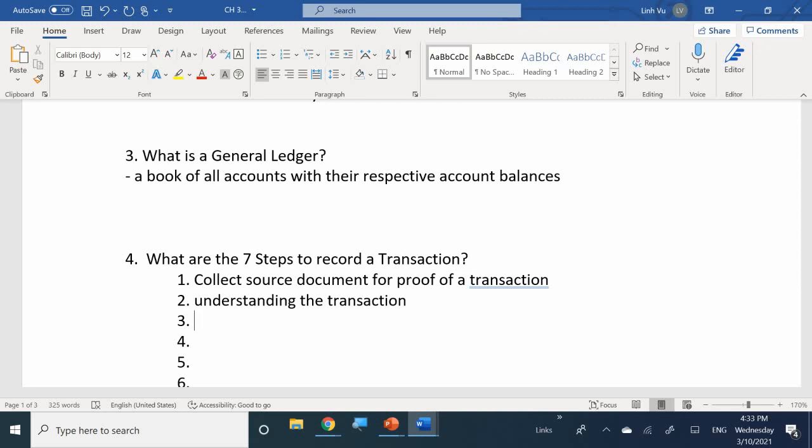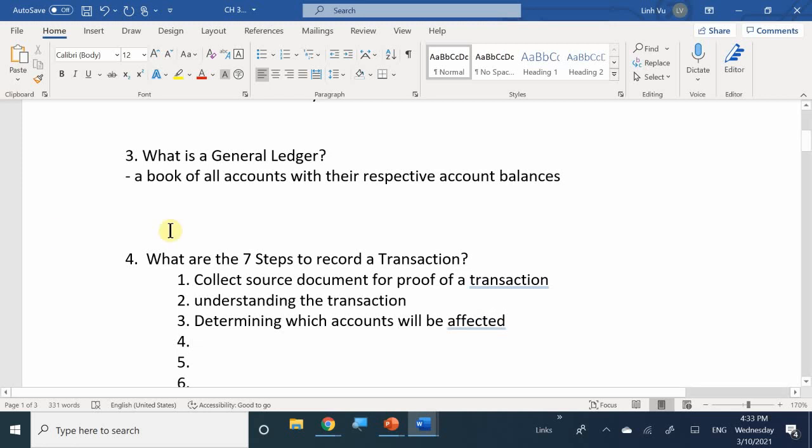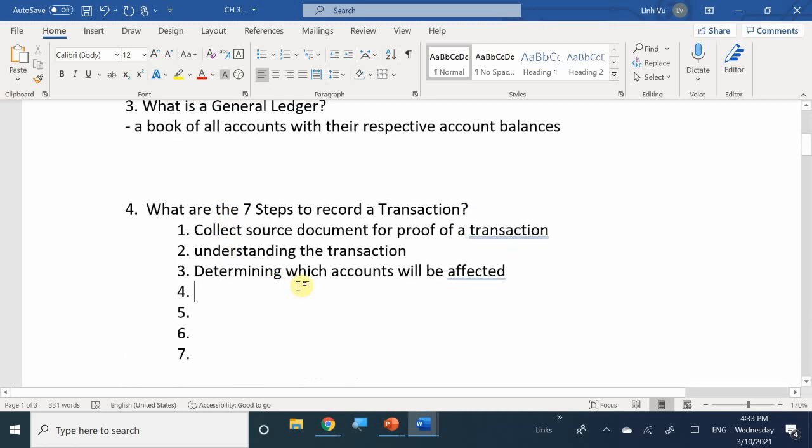Determine what accounts will be affected. Okay? What's step 4? Use the debit and credit rule to determine if the accounts are debited or credited. Okay, so that's going to be step 5.